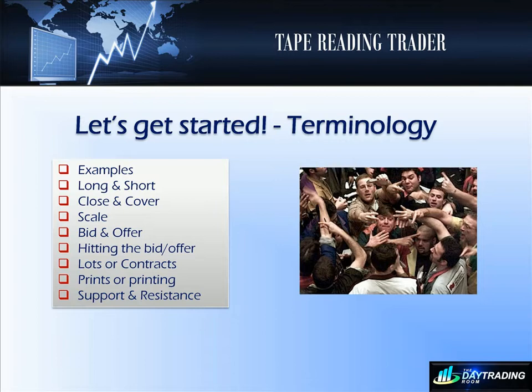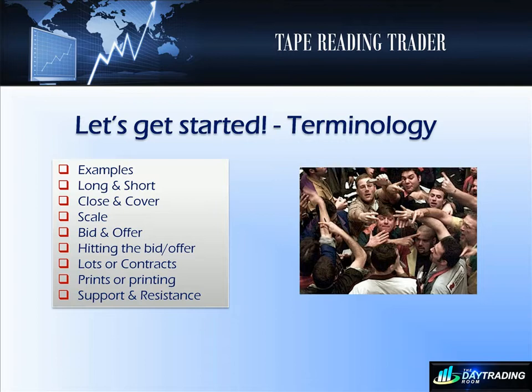Scale means to take off part of the position, scaling in, scaling out. Most of the time, I'll talk about scaling out. So if you've got a 5 lot on, scaling, you may take off a couple of lots. Bid and offer, same as bid and ask. I sometimes use ask, sometimes use offer. It's the same thing. It just means the orders on the sell side, and bid is obviously orders that are sitting on the buy side waiting to be filled. They are buy orders, buy limits. Offers and asks are sell limits.